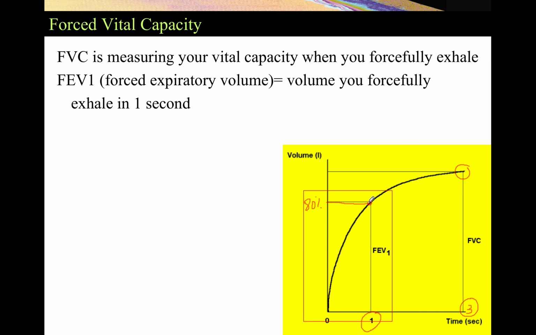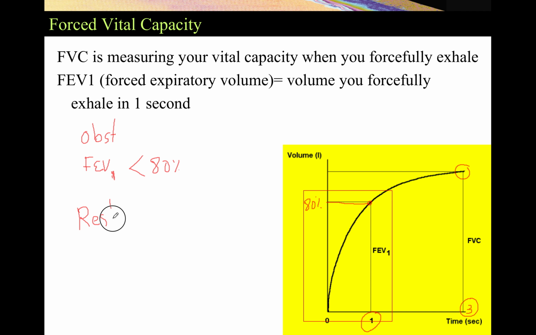That 1 second is referred to as FEV1. So if you have obstructive pulmonary disease, which basically means air cannot get out of your lungs, your FEV1, the 1 second, the air stays in your lungs. So you would be less than 80%. Your FEV1 would be less than 80% of your total capacity.